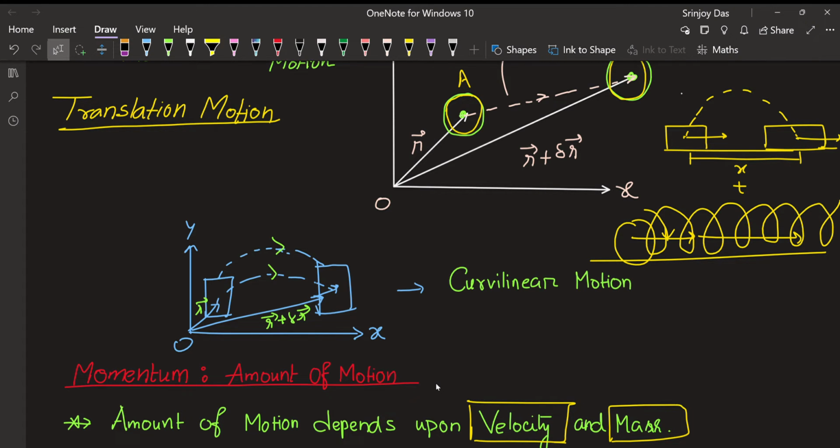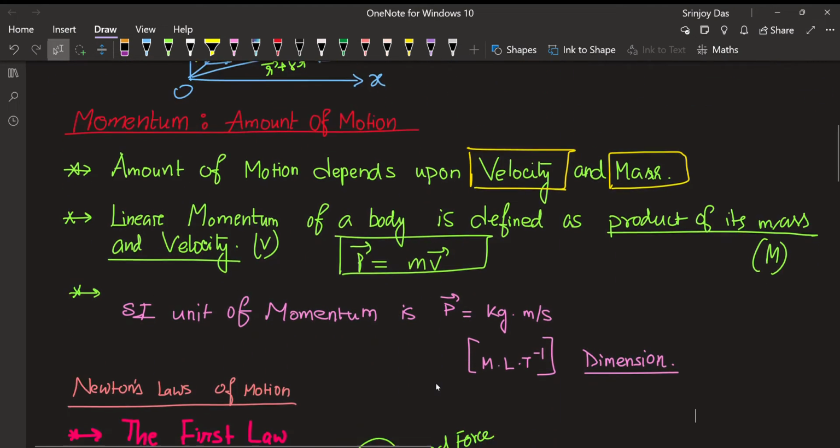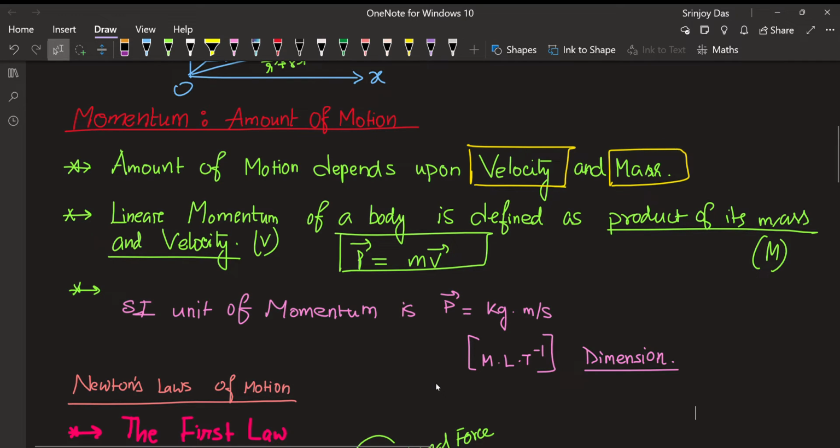Then we are starting with momentum, the amount of motion. Amount of motion depends on velocity and mass. You all know that the formula for momentum is P equal to mv. P vector is equal to m v vector, meaning the direction of momentum is the same as the direction of velocity. V is the velocity, m is the mass.